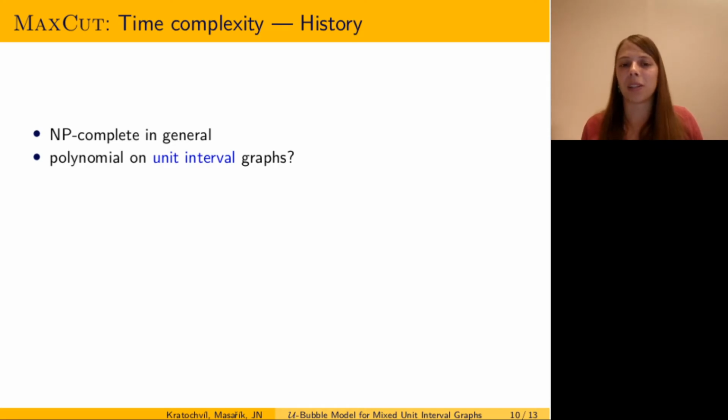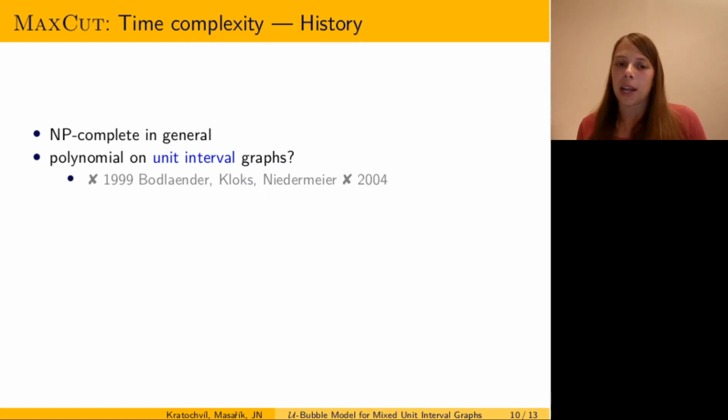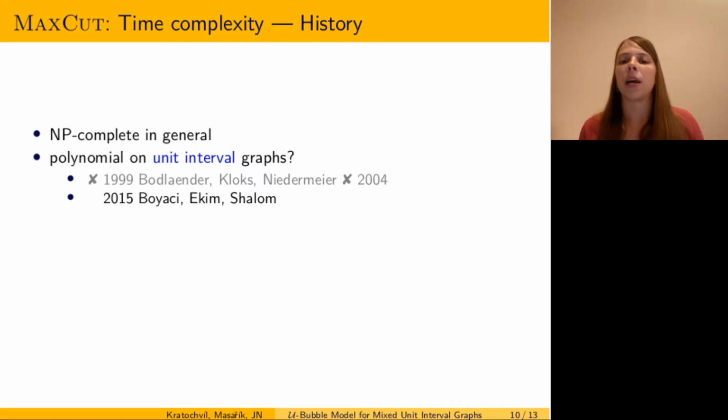A polynomial algorithm was claimed by Bodlaender, Kloks, and Niedermeier in 1999, but they later withdrew it themselves. Another attempt at a polynomial algorithm was made by Boyacı, Ekim, and Shalom in 2015. And this was the paper which started our research in this direction, as it was, to our best knowledge, the only well-known problem for which time complexity differed in interval and unit interval graphs, as it was unknown in interval graphs but known to be polynomial in unit interval graphs. So therefore there was a chance to extend this result to mixed unit interval graphs and see more where the complexity lies.